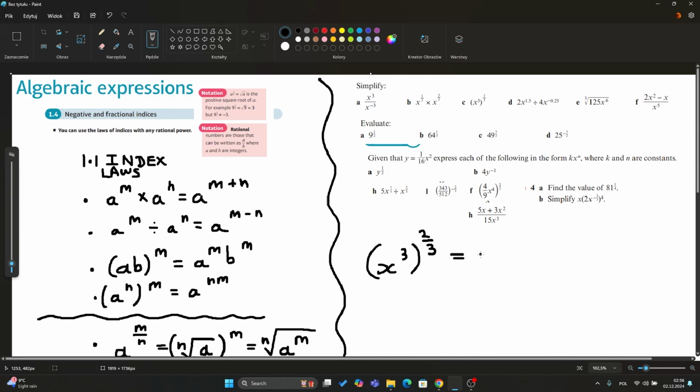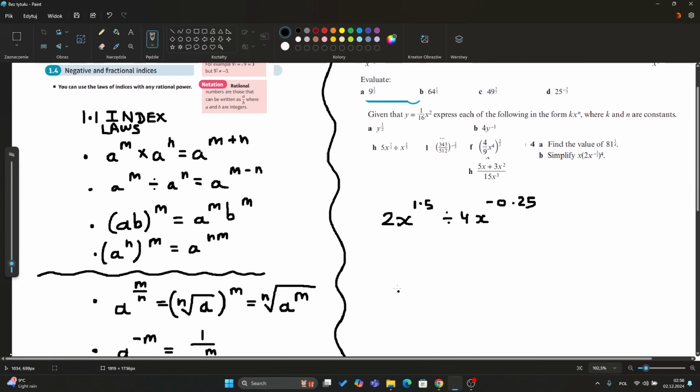Now in here we use the rule that is here, and we multiply 3 by 2/3, and that will be x squared, because the 3's cancel and we're left with a 2. Now we got the following question.